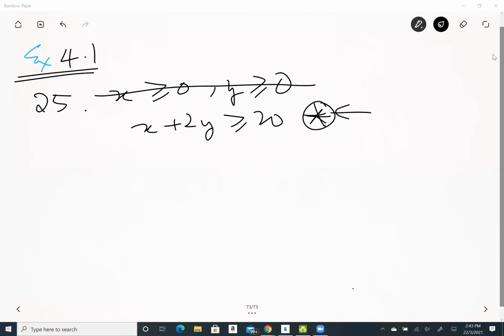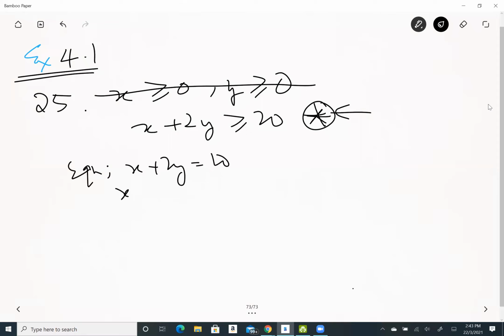Okay, you got it. So let's, I think by now you're already drawing. So let us review. Okay, I will go through this. So you draw the equations. So first, the equation is x plus 2y equal to 20.